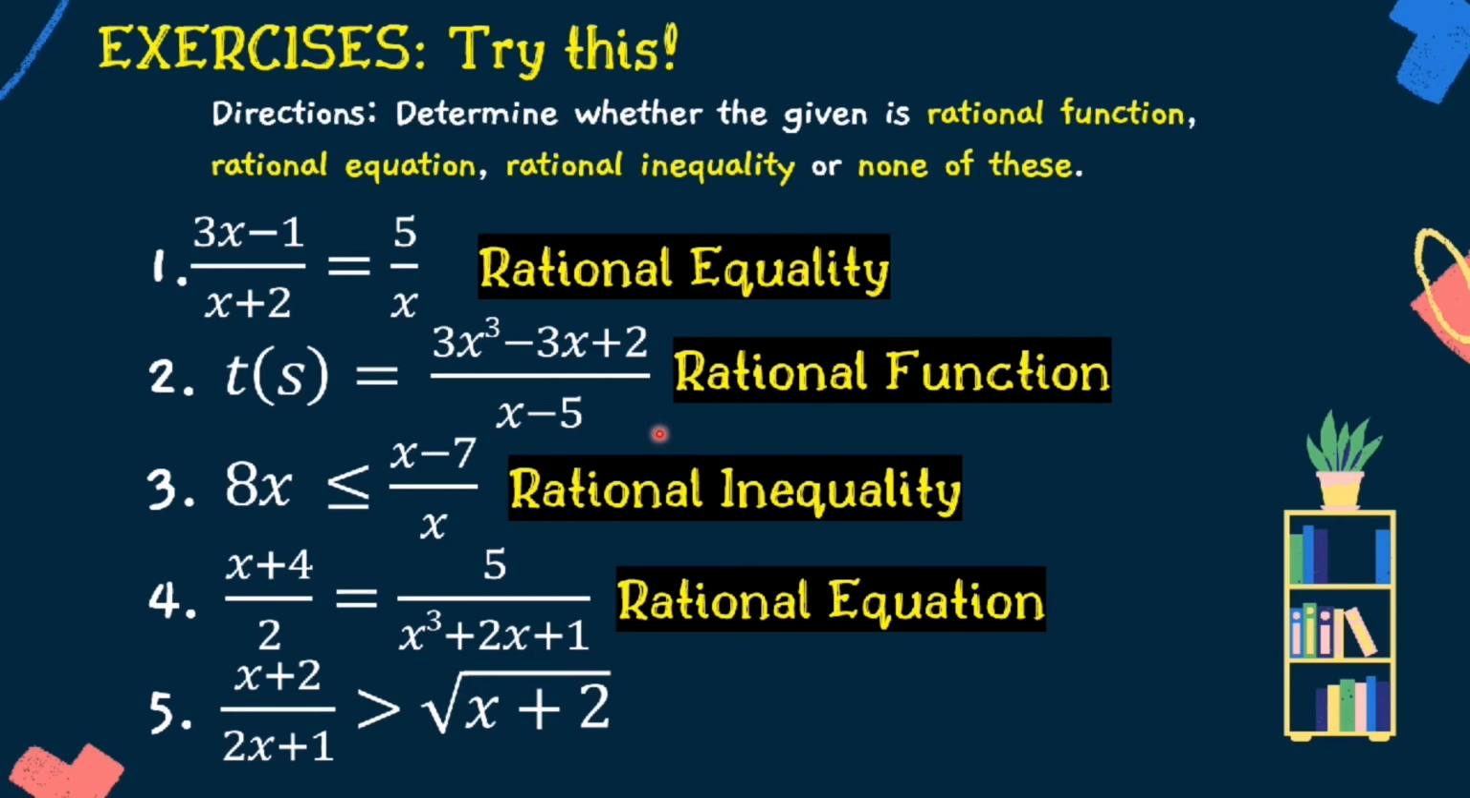And of course, number 5 is none of these. It's not a rational equation nor a rational function or rational inequality. Why? Because here the square root of x plus 2 is not a real number. Take note, when we have irrational numbers here, therefore it does not belong to rational expressions.